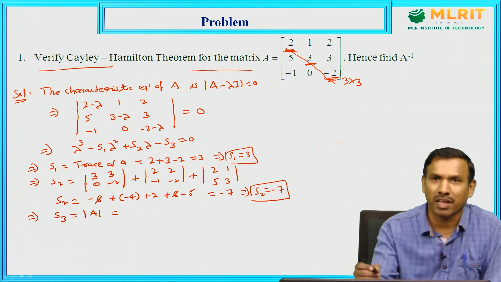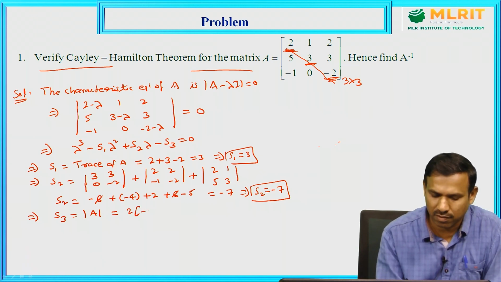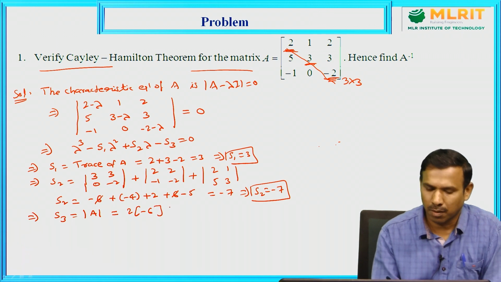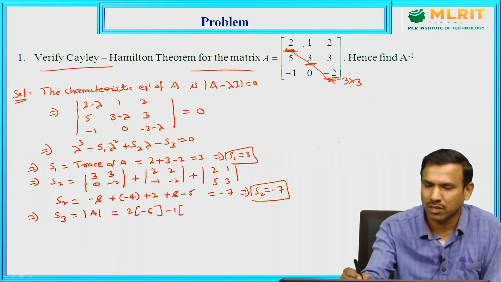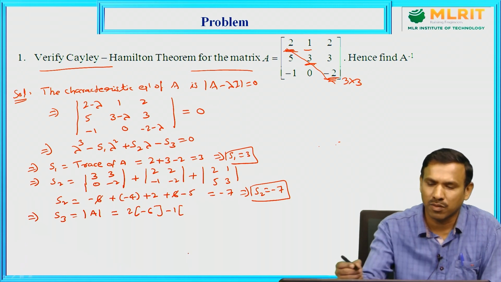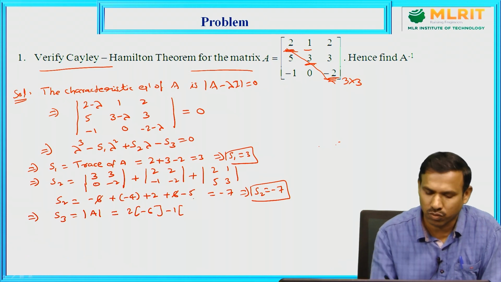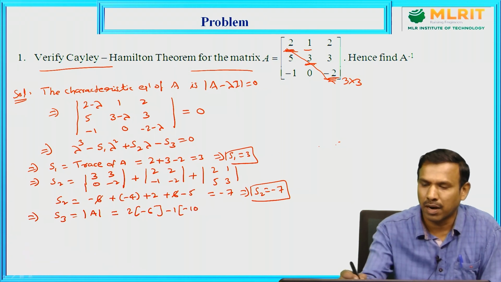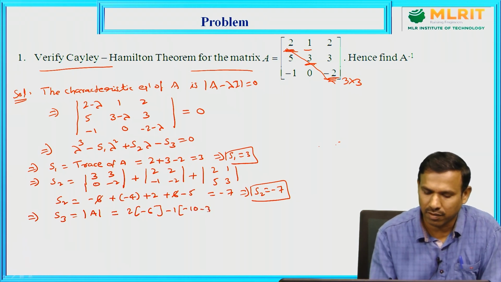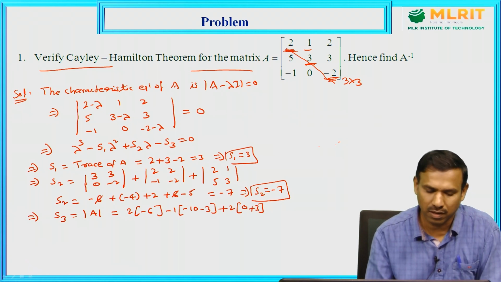So, first row I am expanding: 2 into, so 3 into minus 2 minus 6, and minus 0, minus 1 into the second element of the first row, with signs plus, minus, plus, leaving the middle row and first column, 5 into minus 2 minus 10, minus 1 into 3 minus 3, last element 2 into, so 5 into 0, 0, minus 1 into 3 minus 3, minus of minus plus 3. So, which is how much?